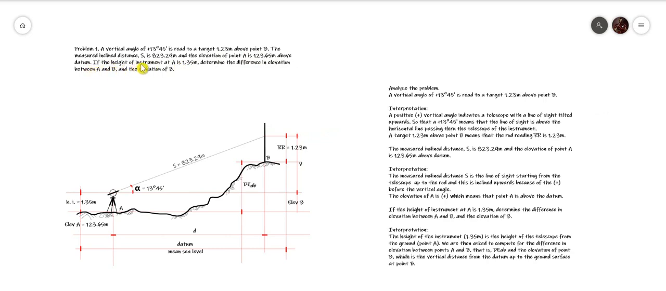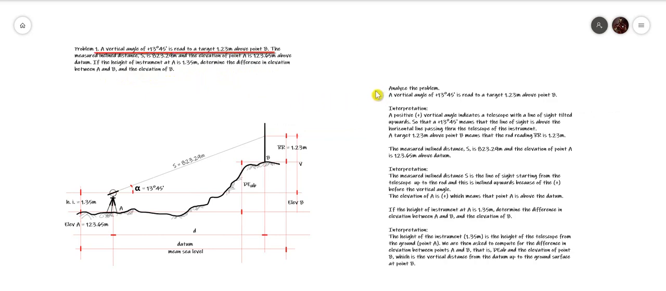If the height of instrument at A is 1.35 meters, determine the difference in elevation between A and B, and the elevation of B. Analyze the problem.